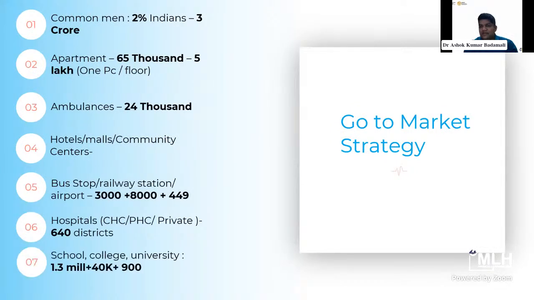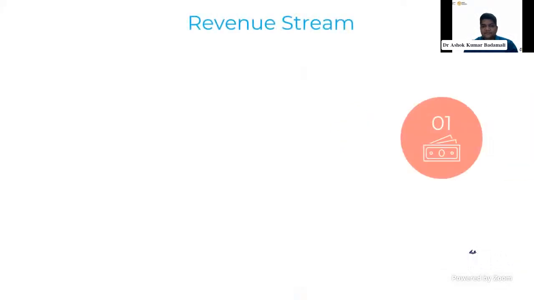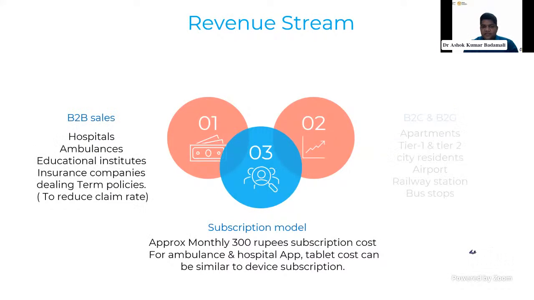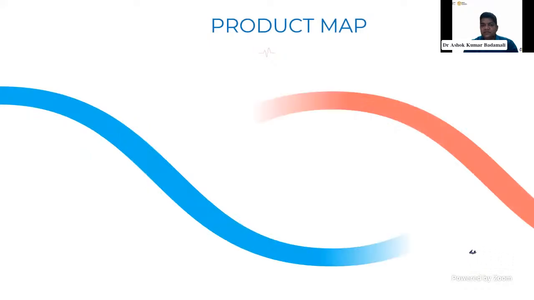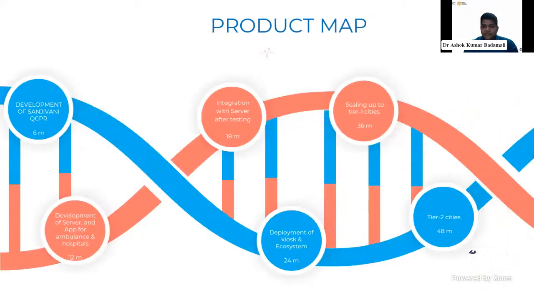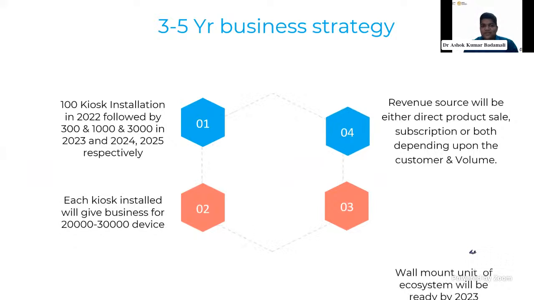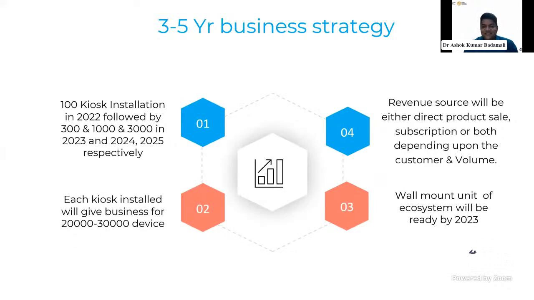This is our go-to-market strategy. It will be a B2B and B2C revenue generation model, and for the kiosk, it is B2B and B2G. The kiosk is already made. The handheld gadget is made. I will show the video in the end, because by that time the audience might be curious: what is the video he is telling about, what is the device? This year, we are planning to install 100 kiosks by March 2023 through various CSR activity and government agencies.